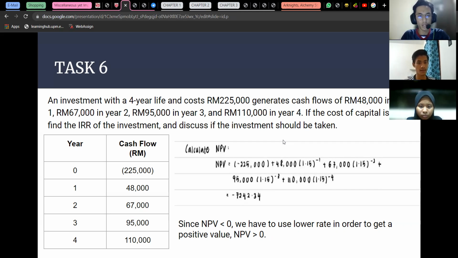And as we can see on the left, we can see the cash flow for each year. And this eases our process of calculating the NPV. So we get the NPV with the cost of capital 15% as negative 7,242.34. This is our negative NPV. So we need one more NPV, which is a positive value, in order to calculate the IRR using linear interpolation. In order to achieve this, we need to use a lower rate.